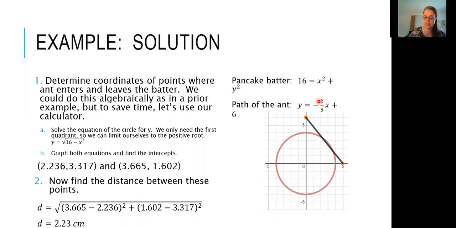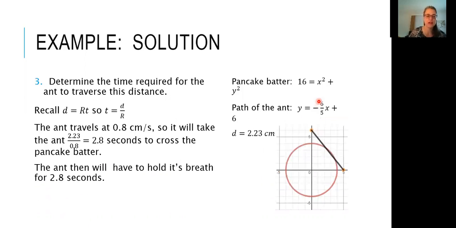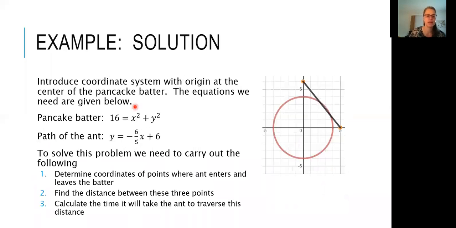there's a couple of different ways to do that. Let me talk about this for a minute. We've got 2 equations: 16 equals x squared plus y squared, and y equals negative 6/5 x plus 6. We only care about the points where we cross.